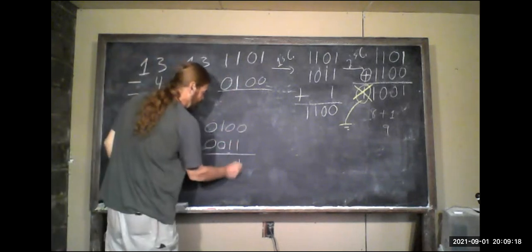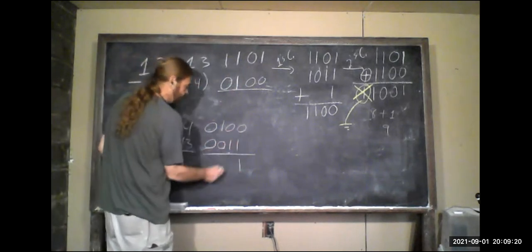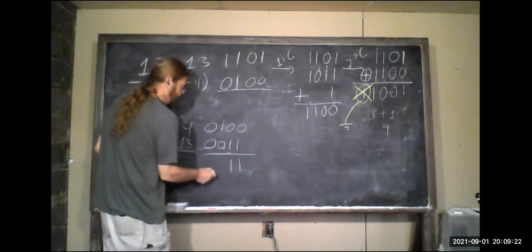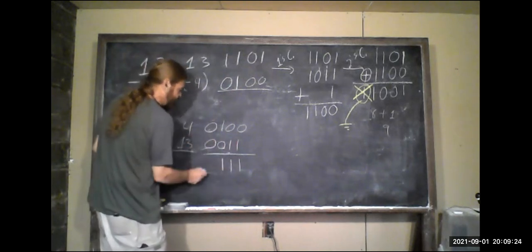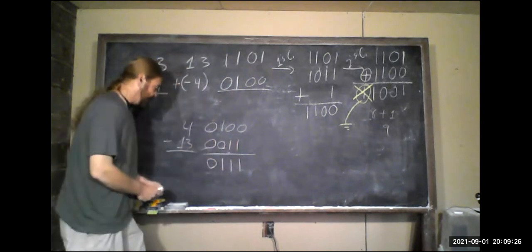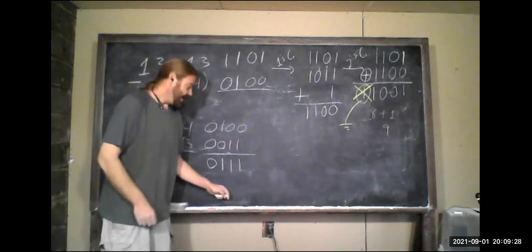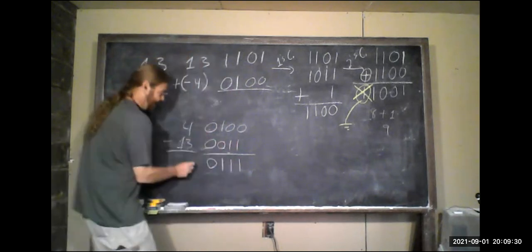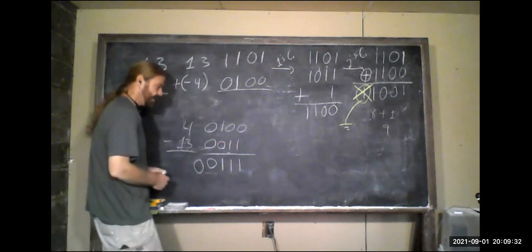0 plus 1 is 1. 0 plus 1 is 1. 1 plus 0 is 1. 0 plus 0 is 0. So we get that, and then that extra bit, this kind of gets into how the machine works.